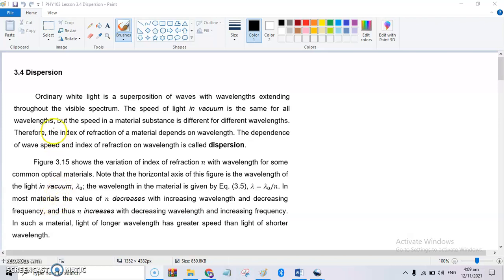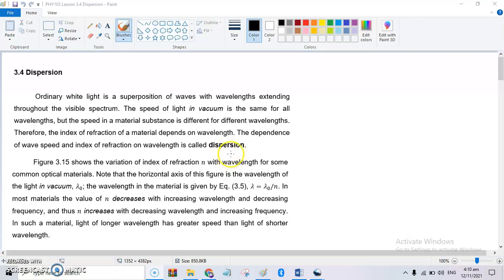Next is lesson 3.4, dispersion. Ordinary white light is a superposition of waves with wavelengths extending throughout the visible spectrum. The speed of light in vacuum is the same for all wavelengths, but the speed in a material substance is different for different wavelengths. Therefore, the index of refraction of a material depends on wavelength. The dependence of wave speed and index of refraction on wavelength is called dispersion.